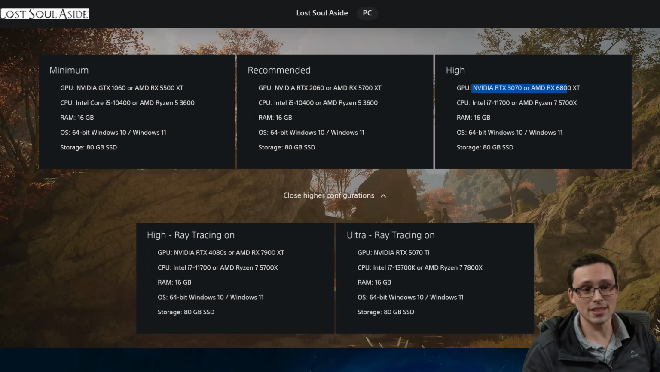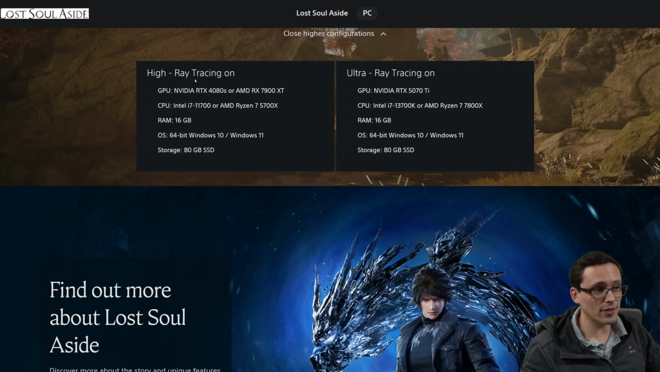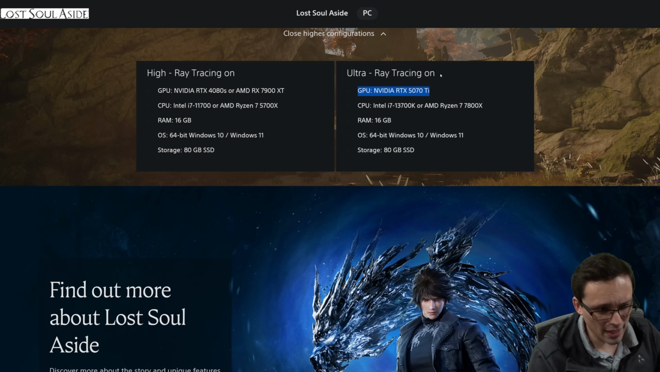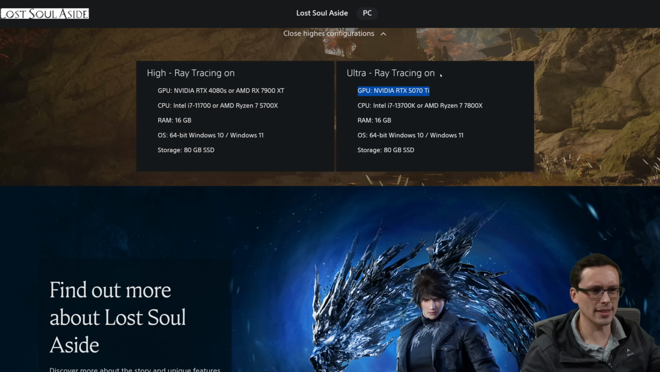High settings are RTX 3070 or RX 6800 XT, and they did bump up the CPUs a bit. Are they bumping that up because the graphic settings need it, or are they bumping that up because we're going from 30 FPS to 60 FPS? I have no idea. It doesn't tell us. They do give even higher configurations for ray tracing on, high settings with ray tracing on, or ultra settings with ray tracing on, where now we're going up to a 4080 Super or 7900 XT if you want high settings with ray tracing on, and ultra with ray tracing on, a 5070 Ti, which would be pretty similar to the 4080/4080 Super, kind of in that ballpark if you want an earlier generation equivalent.